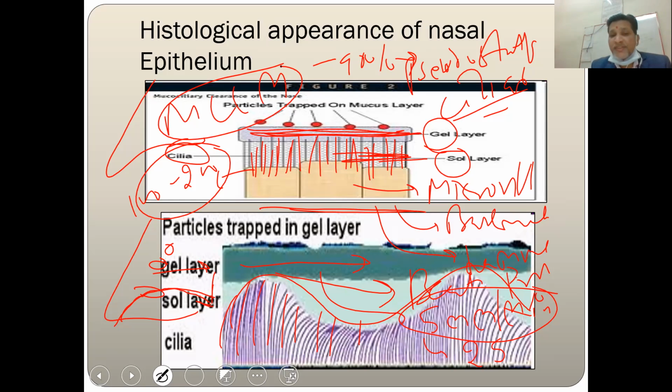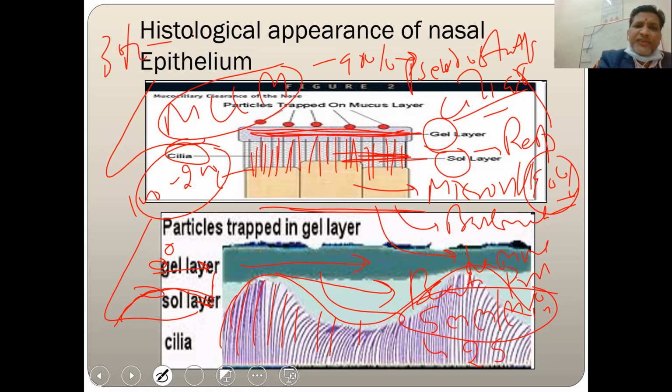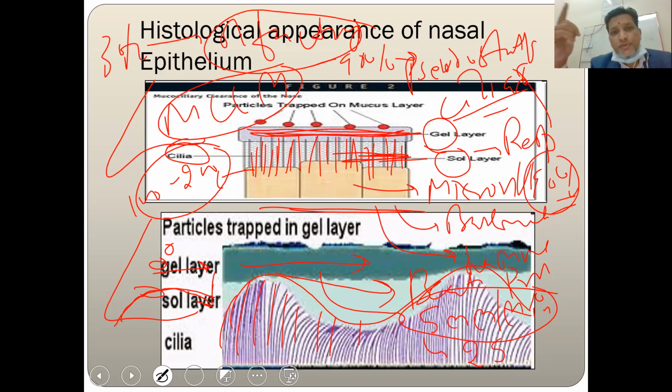So this constant beating of these cilia into the respiratory epithelium. The most common epithelium is respiratory epithelium, also called pseudostratified ciliated columnar epithelium. About 90% of the nasal cavity has this epithelium. About 3% is olfactory epithelium, in the area superior to the superior turbinate. We will delineate this area in the next slides.